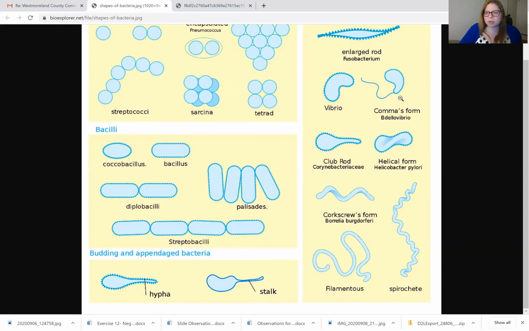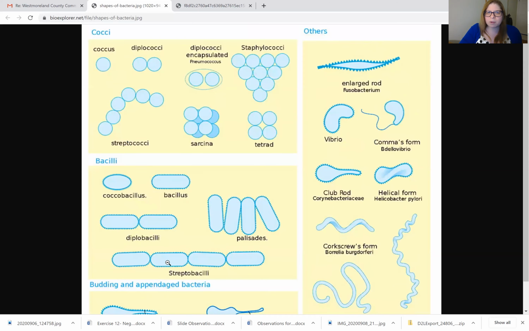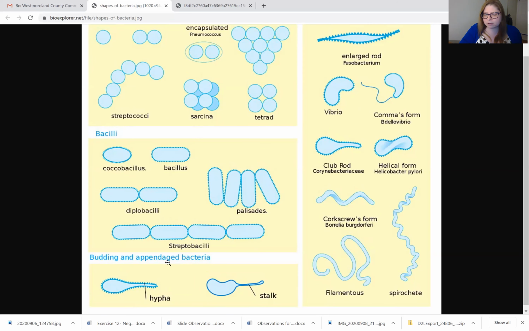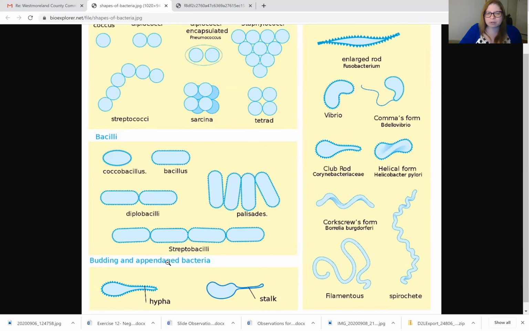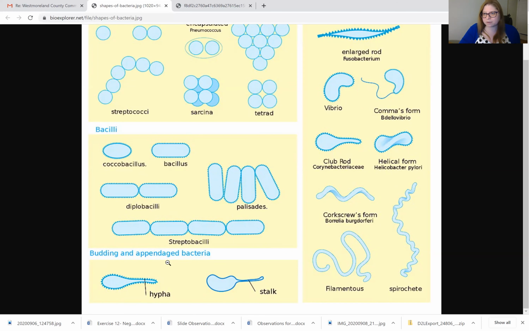In this one, the comma form, it's showing it with a flagella at the end. That's just a structure on it. And then some of these are shown with hypha or hyphae on the outsides of them. We're not going to be too concerned about those in this class because you're not going to really see those in any of the light microscope slides.